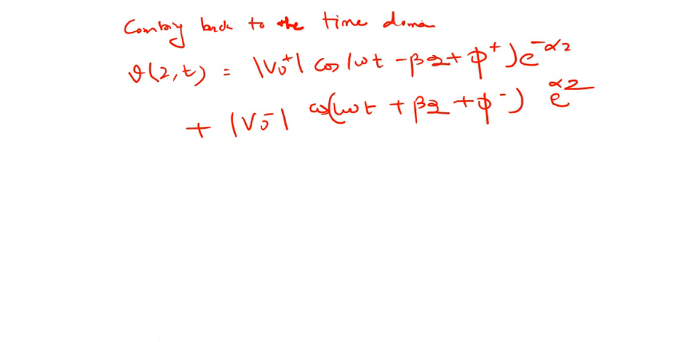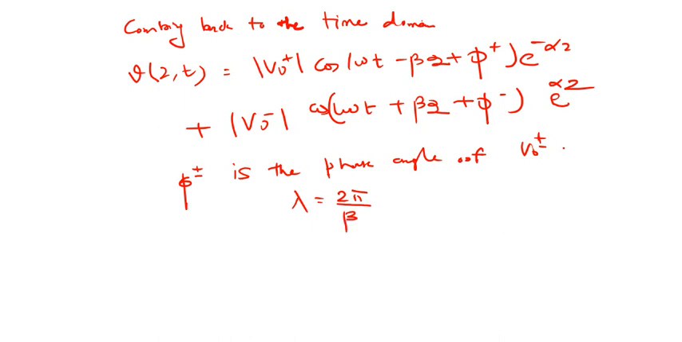Okay, so we have phi. Phi plus minus is the phase angle of V plus minus. And what is lambda? Lambda is 2 pi divided by beta.